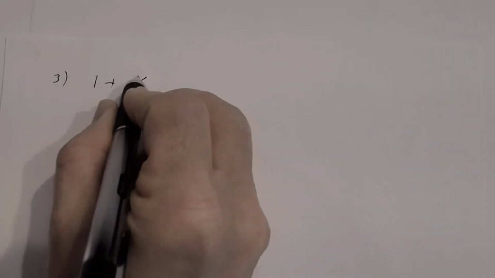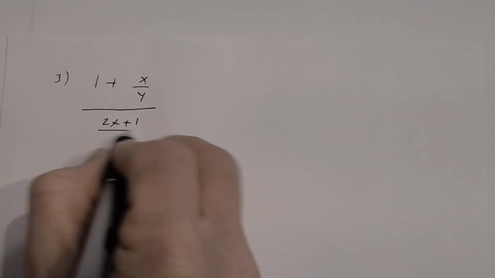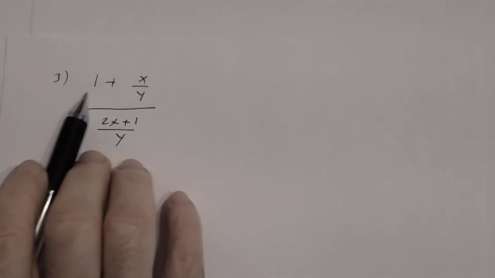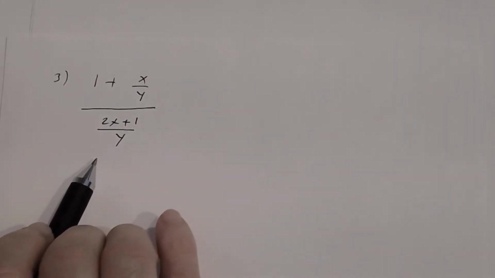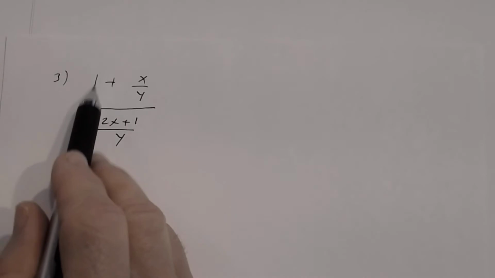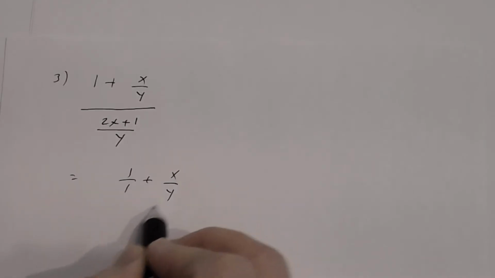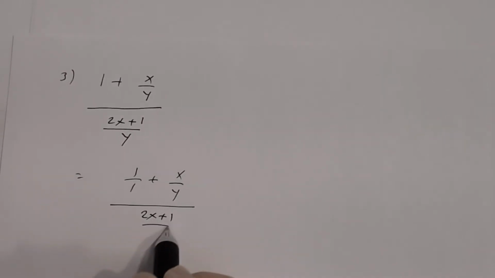Let's suppose we had this: 1 plus x divided by y, divided by 2x plus 1 divided by y. Okay? Again, we want to use method 2. Method 2 is where you look at the denominators of all the fractions and then find the LCD. So notice I'm going to rewrite this as 1 divided by 1 plus x divided by y, and then divided by, notice that in this denominator I only have one fraction.